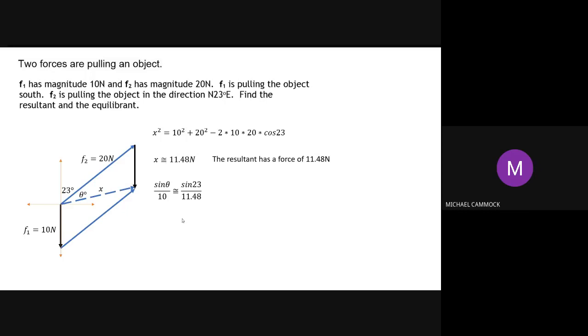If that is true, then I can work out what theta is. Theta is approximately equal to 19.9 degrees. Now, that's just this part right here.